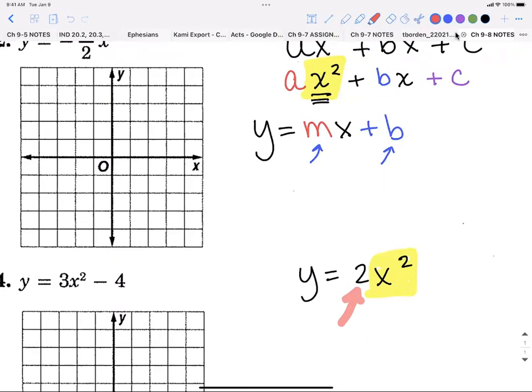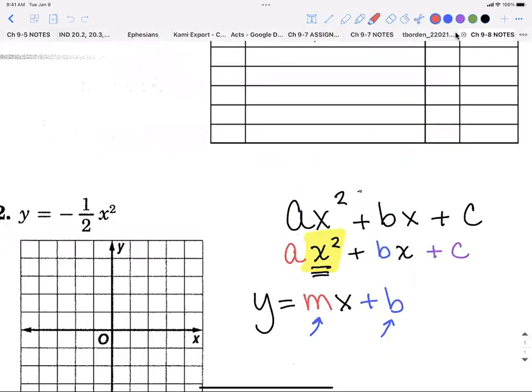Lakin? Does it always have to be squared? Can it be cubed? To be a quadratic, it has to be squared. Yep. To be a quadratic, it has to be squared. And actually, tomorrow we get into cubes, and those are called cubic functions, and they're a little different. So the main thing you want to look for is the square. That's what's going to tell you it's a quadratic, okay?